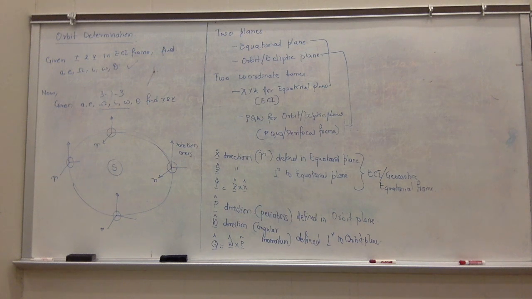This is the inclination we talk about. So this goes from the orbit plane to the equatorial plane. This is the equatorial plane, right? It goes from the equatorial plane to the orbit plane, because that is how the inclination is defined.